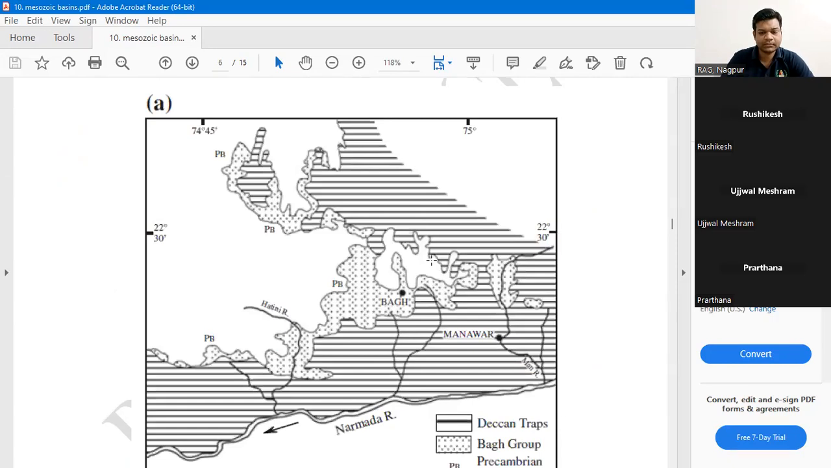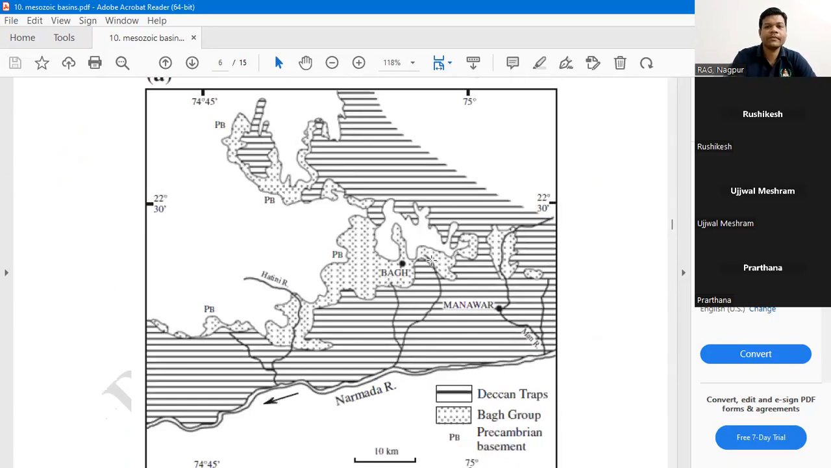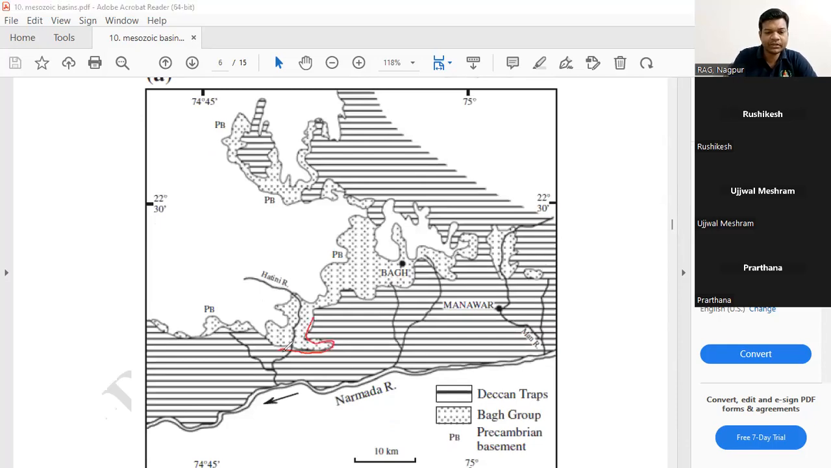See this. This entirely shows the Bag beds or Bag group. Okay, this portion, this whole portion represents the Bag group, or Bag beds.